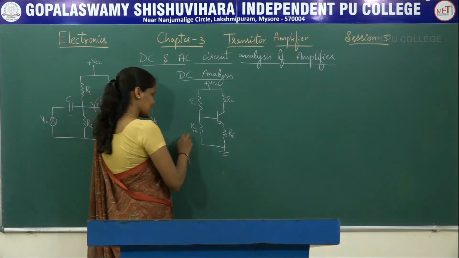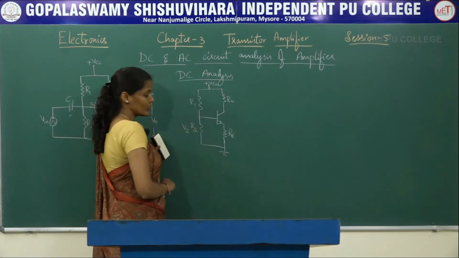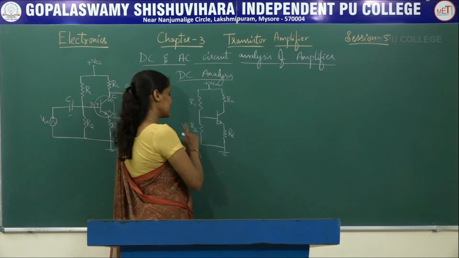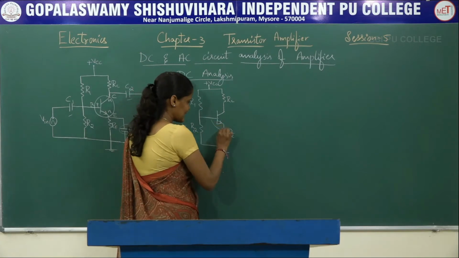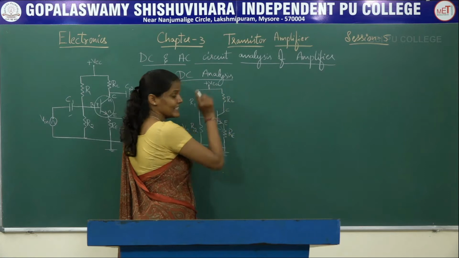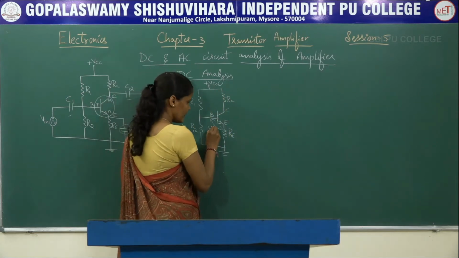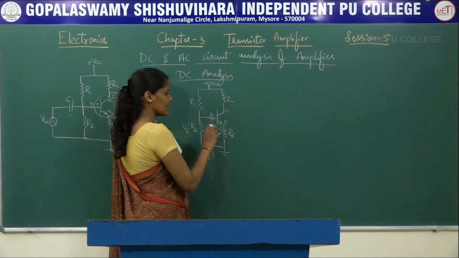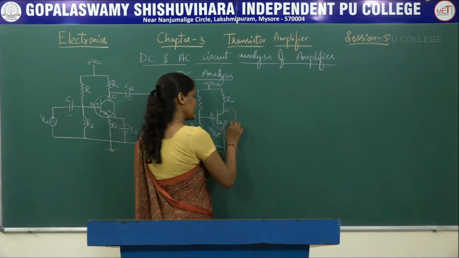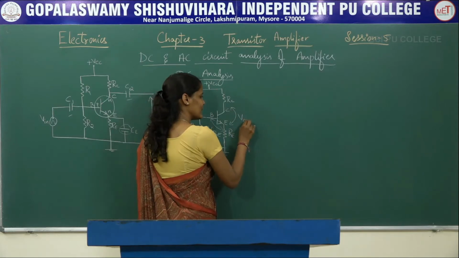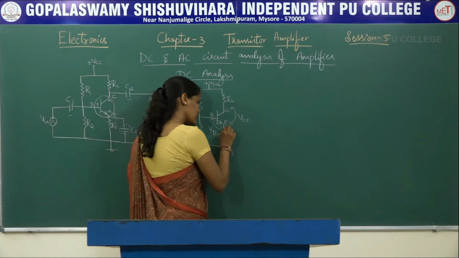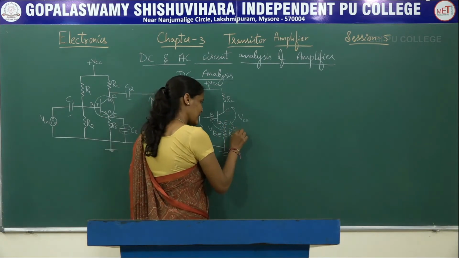So let us consider the voltage across R2 as V2. This is the emitter terminal, base and the collector terminal. Here VBE is the base to emitter voltage, and the voltage across the collector and the emitter terminal will be denoted by VCE. The current flowing through this RE, let us denote it by IE.